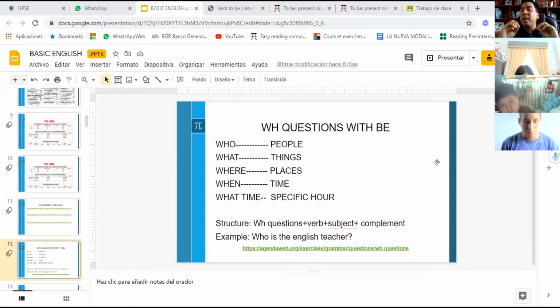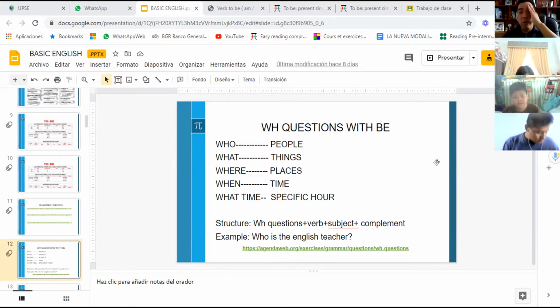All right. So this is the way we make WH questions. And we have the complete exercise with the verb be. We have affirmative statements, negative statements, questions, and WH questions. So are you ready to practice? ¿Listos para practicar, chicos? This is the theory. Esta es la teoría. I want the practice. Yo quiero la práctica, ¿verdad?